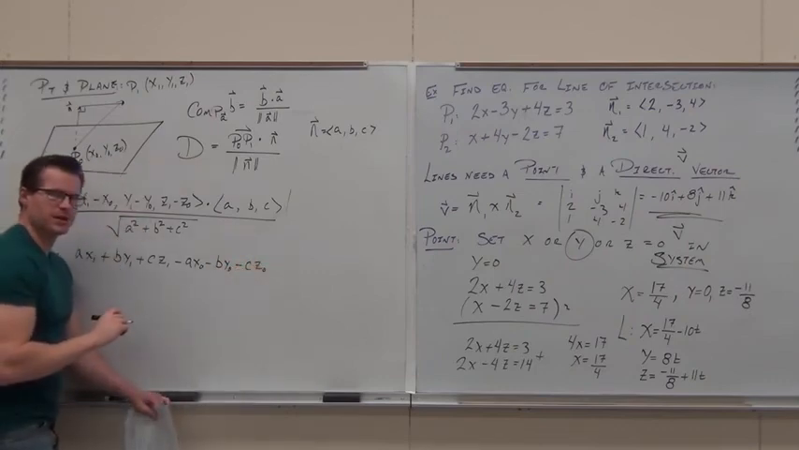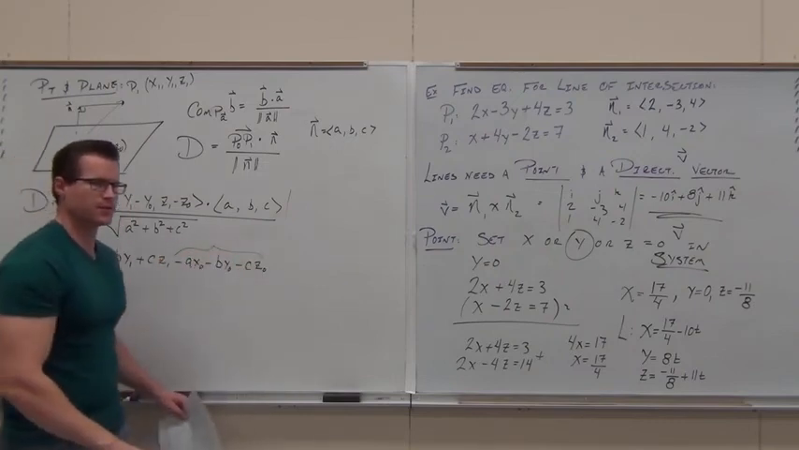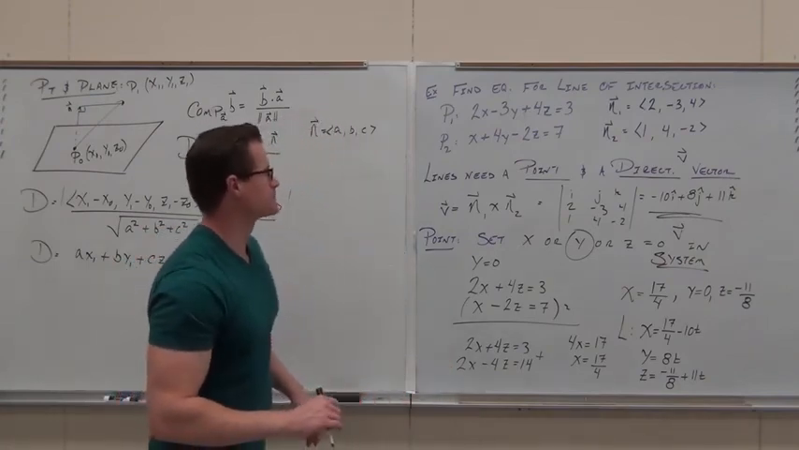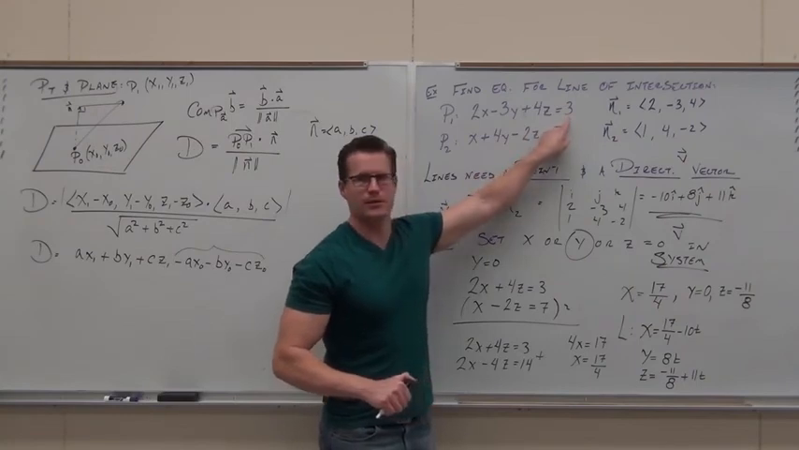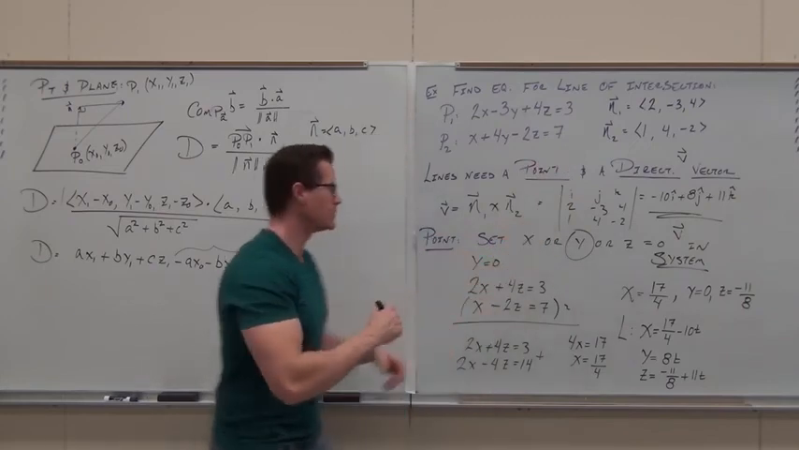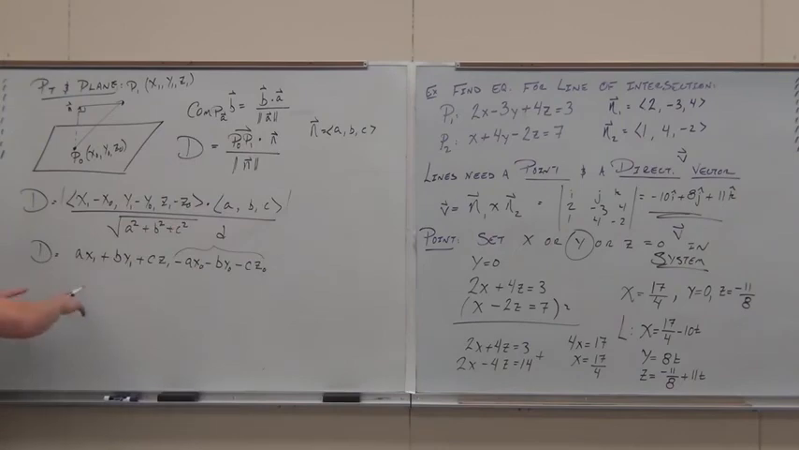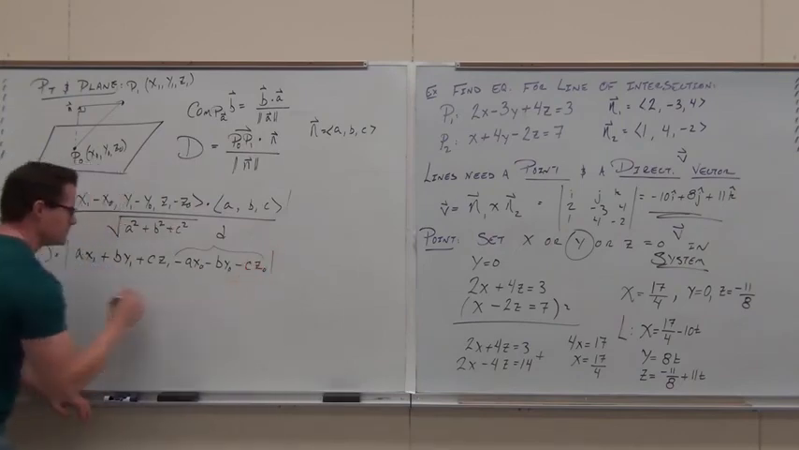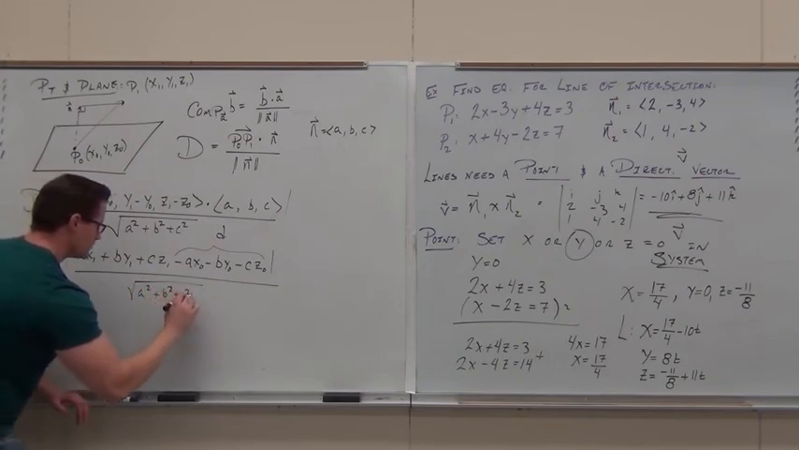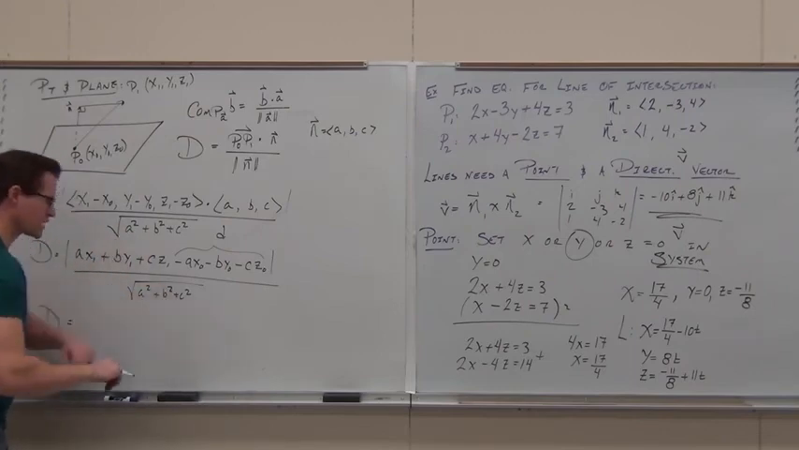Now here's the neat thing about this. All that stuff that we did before, do you remember distributing it, combining it, adding it over? That was our D. This is all D. So if I continue, the distance between a point and a plane looks just like this.